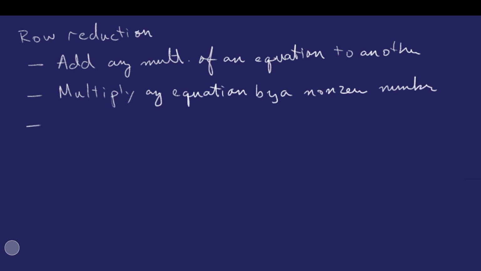Number three, you can switch the order of the equations. If you have four equations, 1, 2, 3, 4, you can swap, say, 2 and 4, and it's not a problem. So you can switch the order. It turns out this is sufficient. These three moves are row reduction. All right, let's actually use this procedure in an effort to solve a system of linear equations.